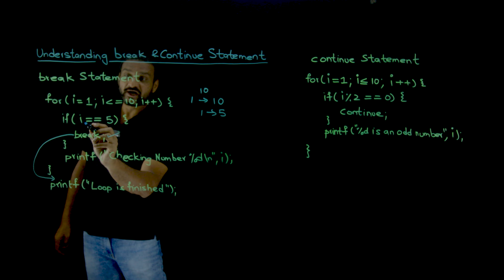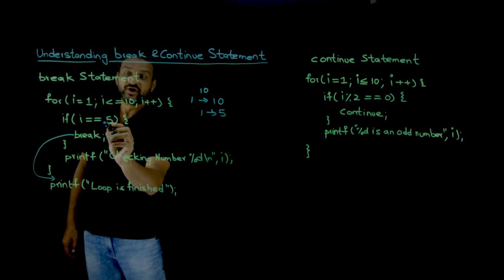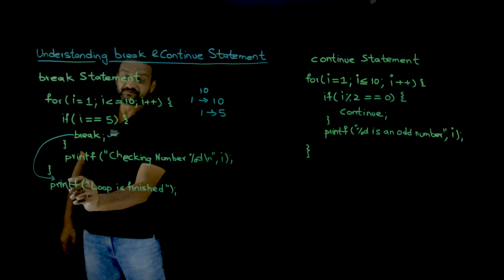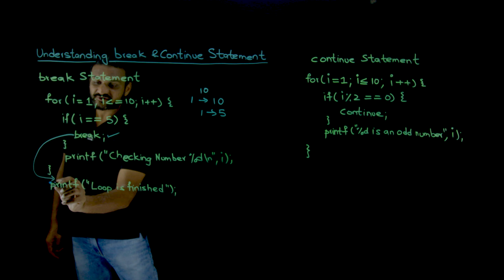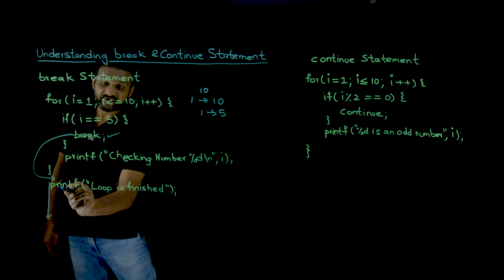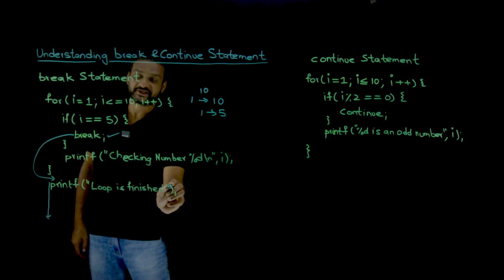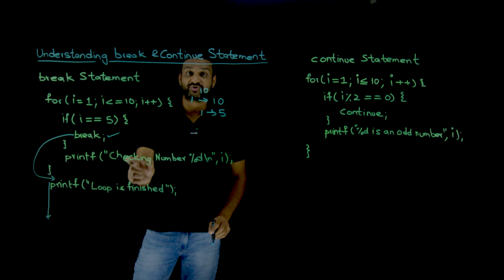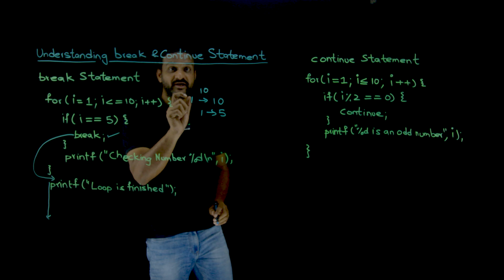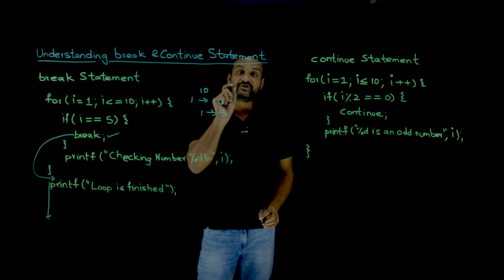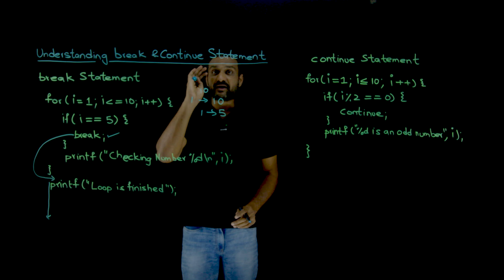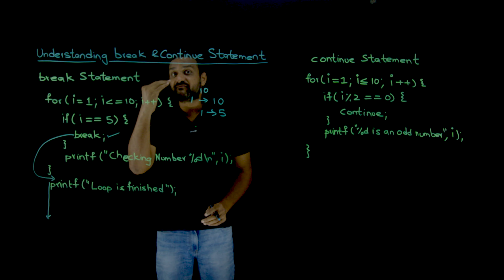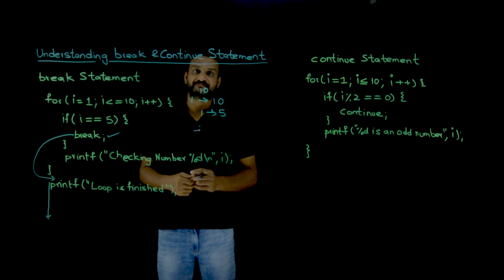Whenever the value of i is equal to 5, we come out of this loop, and the printf that is there after the loop will get executed. In our case, we have only one printf statement, "loop is finished", which will get executed. So that is the use of the break statement. Within loops, whenever we use a break statement, we come out of the loop and the part after the loop gets executed.